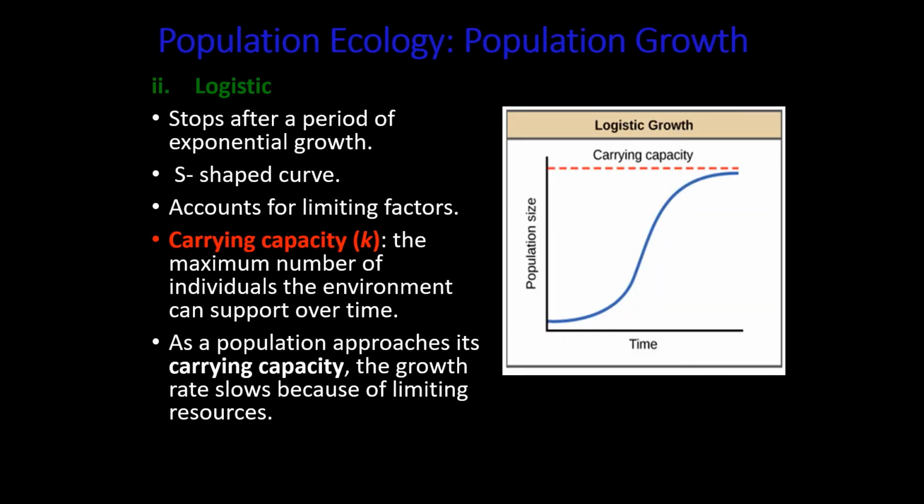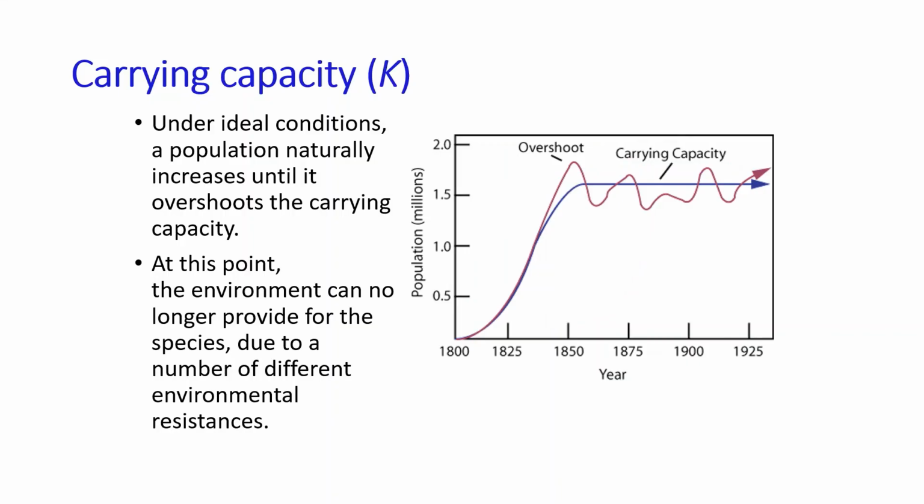For the logistic growth model, growth will stop after a period of exponential growth, producing an S-shaped curve. This is due to limiting factors. As the population approaches its carrying capacity, the growth rate slows because of limiting resources. Under ideal conditions, a population naturally increases until it overshoots the carrying capacity. At this point, the environment can no longer provide for the species due to a number of different environmental resistances, including food, competition, and so on.